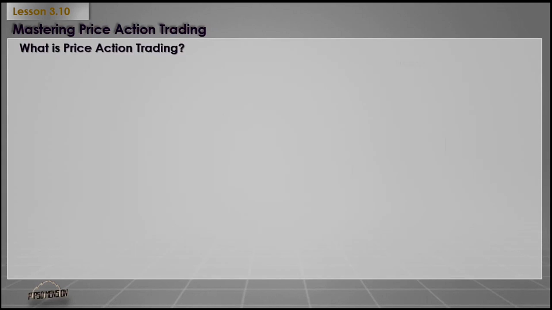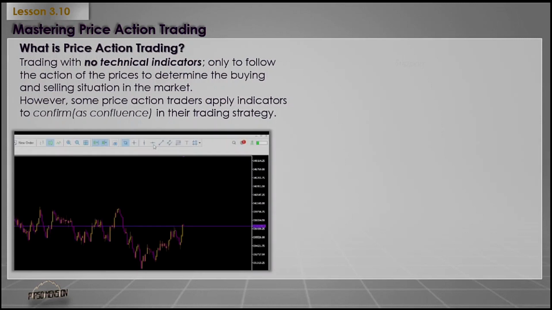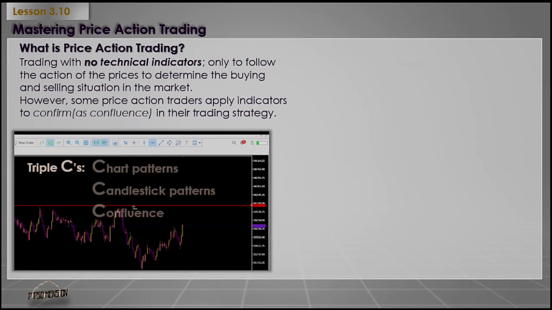It is trading with no technical indicators, only following the action of prices to determine the buying and selling situation in the market. However, there are some price action traders who still apply indicators to confirm their trading strategy. All the factors that are applied in price action trading can be put into three main categories that I call the triple C's: chart patterns, candlestick patterns, and confluence.